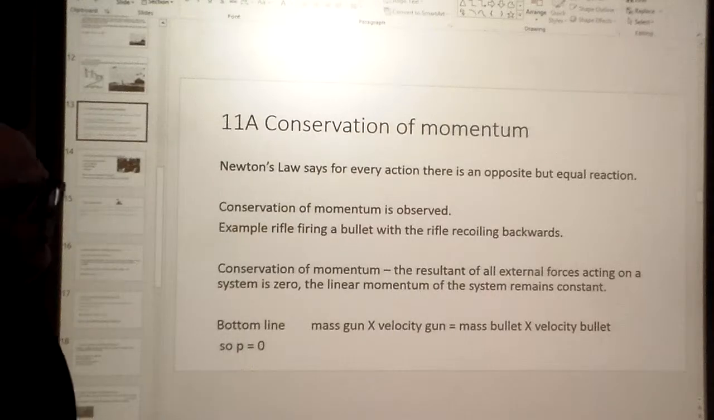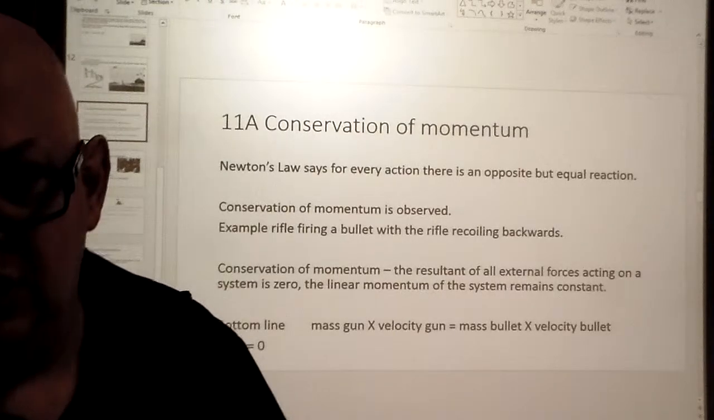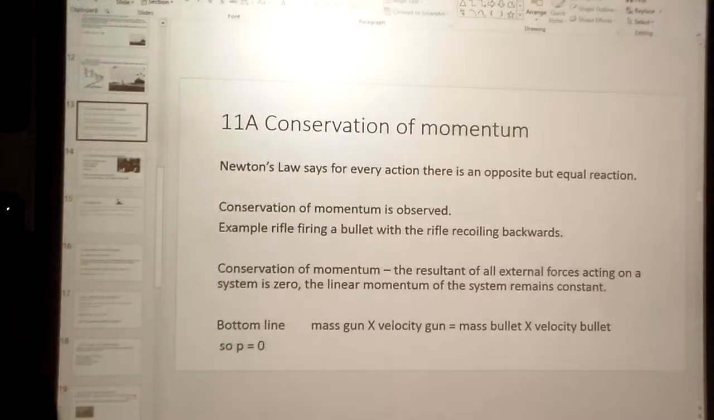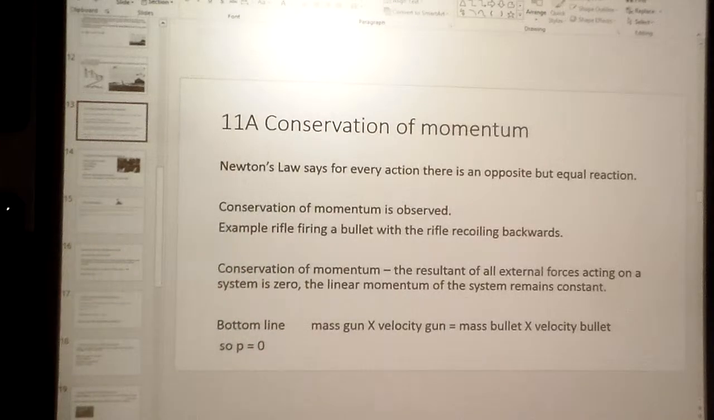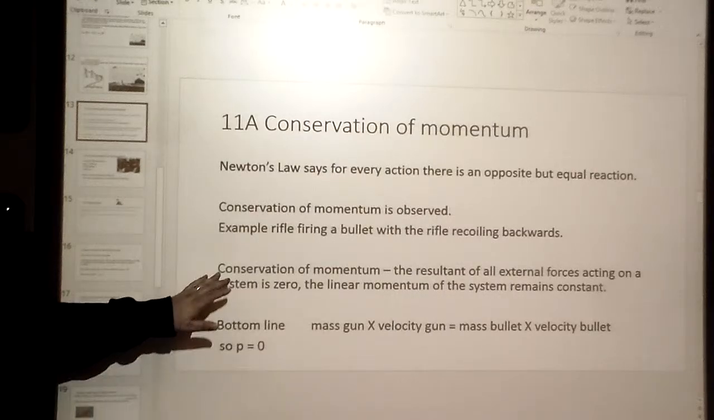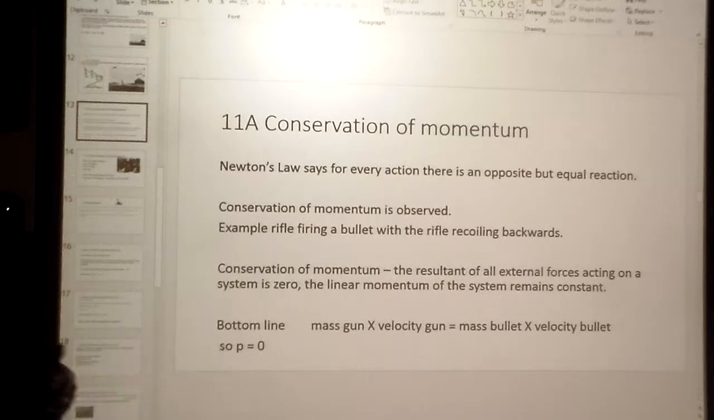So let me talk about conservation of momentum. We talked about Newton's laws of motion there. There's an equal and opposite reaction. And in this case, the conservation of momentum is observed. A rifle firing a bullet and the rifle recoils backwards. So the conservation of momentum means the resultant of all those outside forces acting on a system is zero. The linear momentum of the system remains constant.